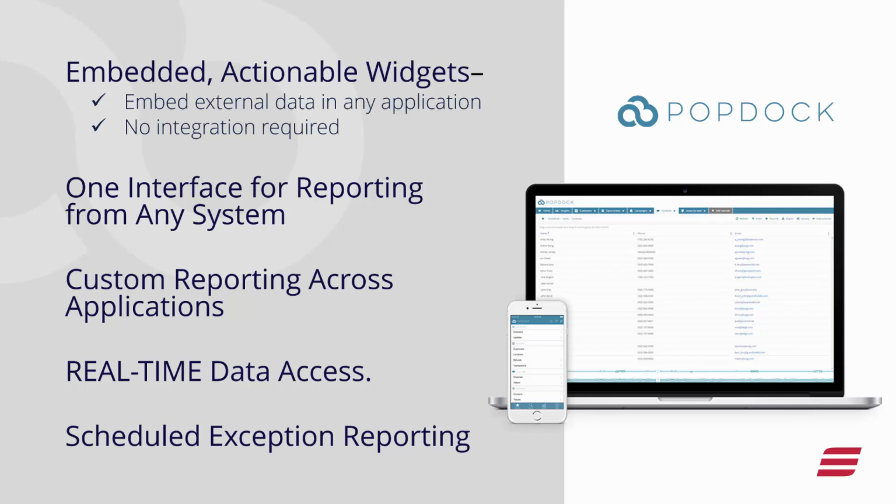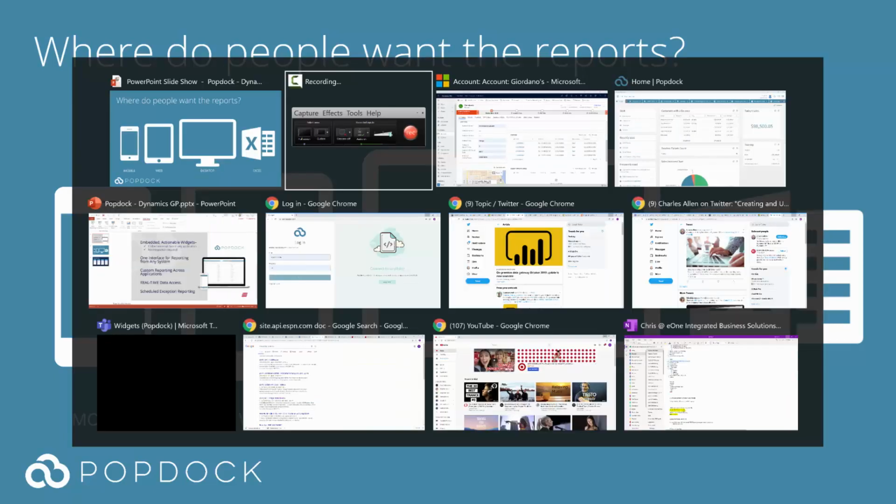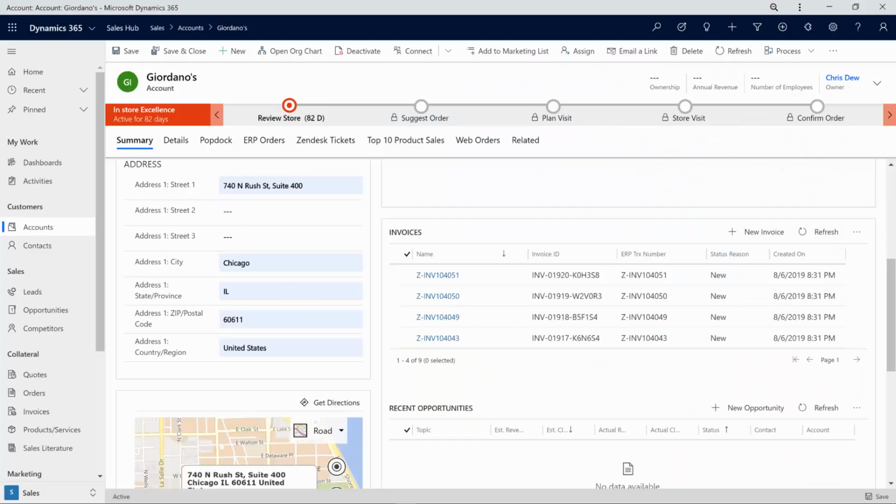The beauty with Popdoc is that you can access this data from anywhere. Anywhere you can access the internet, you can access Popdoc data. It's also mobile, web, desktop, and we'll even showcase our Excel add-in. This starts to be really powerful if you have people in the field. They need to access CRM data or data from an ERP or other systems live on a tablet or a mobile device. They can do so utilizing Popdoc without having to log into each of those different applications. So we're going to start out inside of CRM.